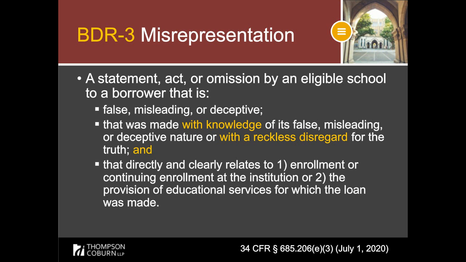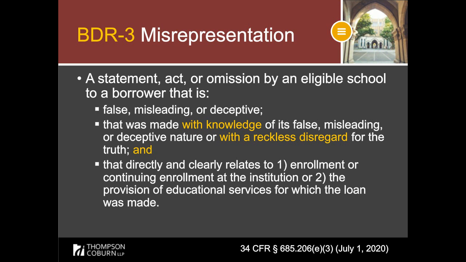That's what they're saying. So what they've done is create a misrepresentation standard that requires that whatever the act or omission was committed by the school, the school made it with knowledge of its being false, misleading, or deceptive, or with a reckless disregard for the truth, right? So maybe they didn't know, but this is sort of a step down from intent or knowledge, right? There was a reckless disregard. They should have known, okay?